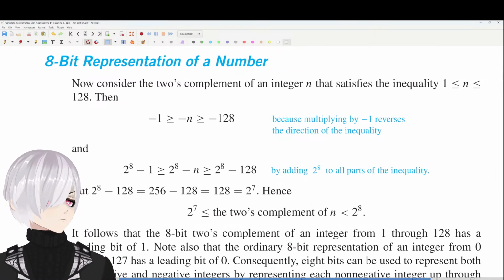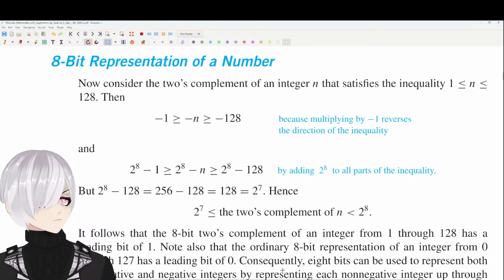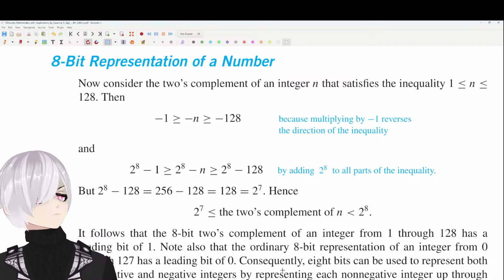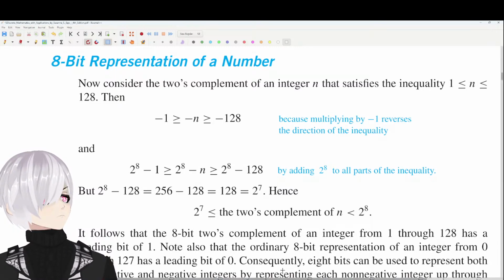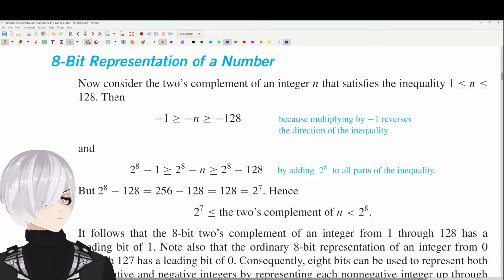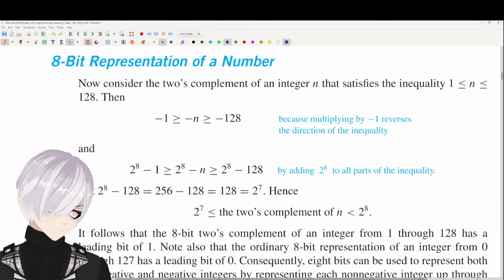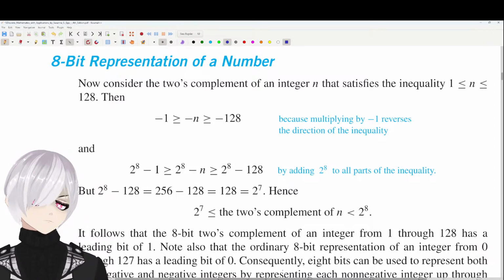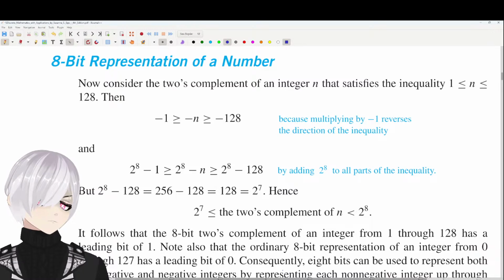Yeah, they're kind of just writing it the reverse way. 2 to the 8th minus 128 they showed was 2 to the 7th. And the 2's complement of n, 2 to the 8th minus n, is greater than or equal to 2 to the 7th. So 2 to the 7th is less than or equal to the 2's complement of n. And the 2's complement of n, 2 to the 8th minus n, is less than or equal to 2 to the 8th minus 1. Which means that it's less than 2 to the 8th, because if it's already less than or equal to 2 to the 8th minus 1, and 2 to the 8th is bigger than 2 to the 8th minus 1, it's got to just be less than 2 to the 8th.